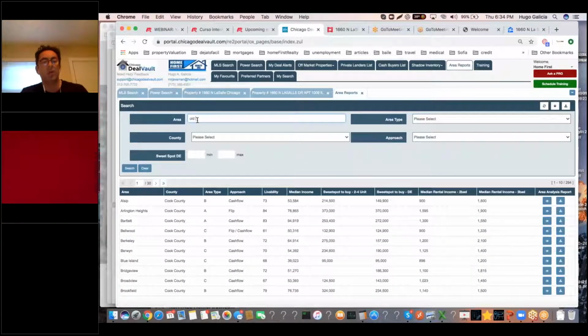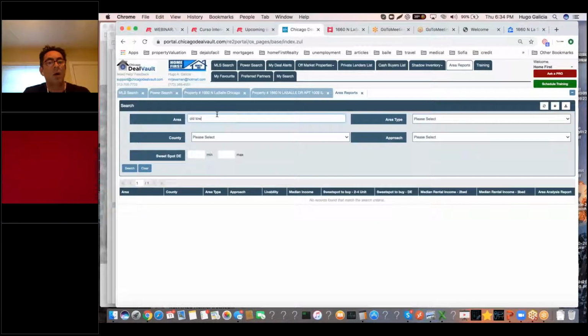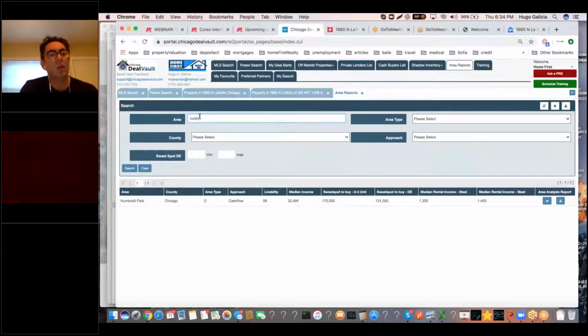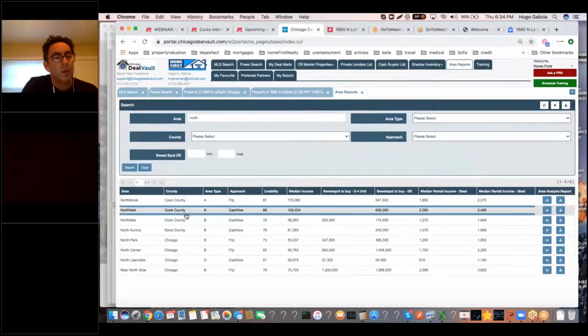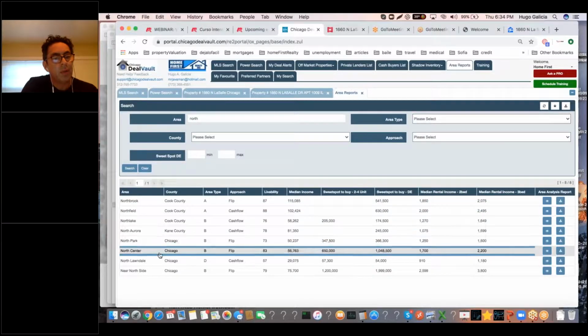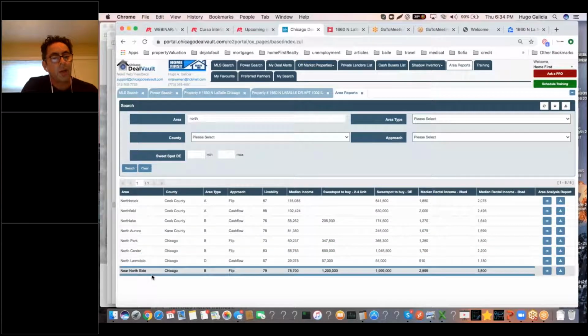So the first thing that you need to do is come to ChicagoDealVault and then look for, let me see, old. I'm just gonna put old and see what comes up. Okay. North Center, Old Town, North Center, okay, near North Side.